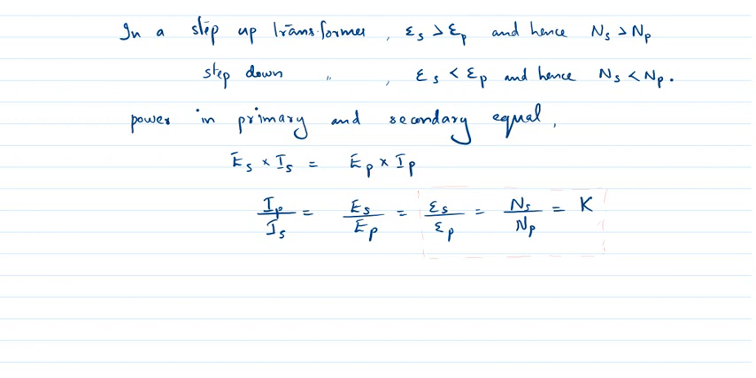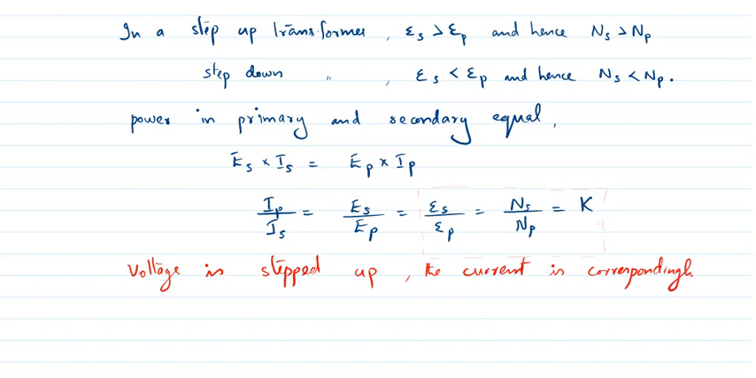Then we'll just write the point here. Voltage is stepped up, the current is correspondingly reduced in the same ratio, and vice versa. So in the step down transformer, the voltage is reduced, so the current is correspondingly increased in the same ratio. So these are the things.